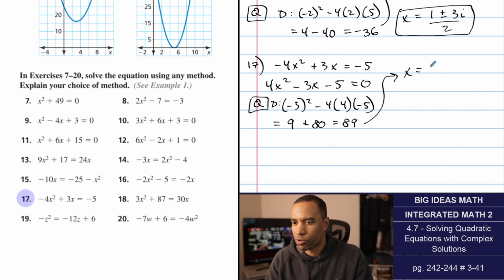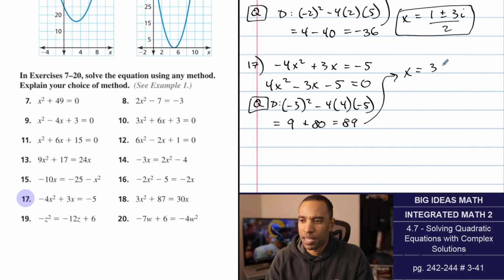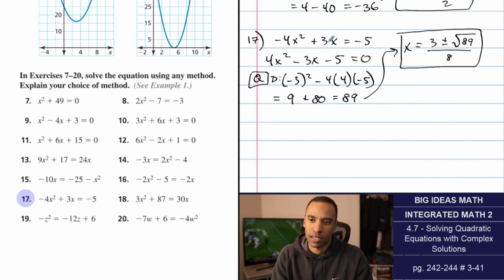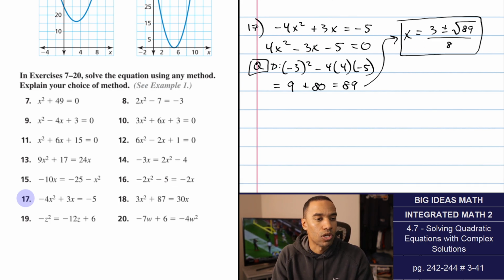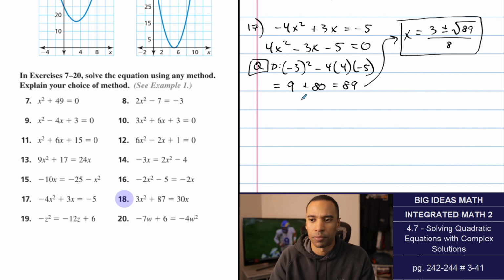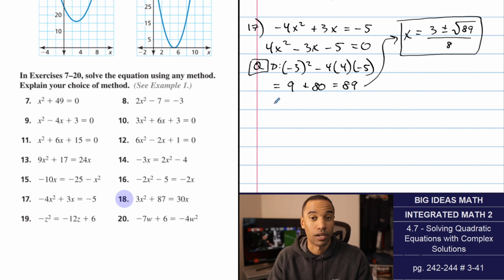This will be x equals negative b, which is 3 plus or minus the square root of 89 all over 2a. 2 times 4 is 8. And it looks like we're all good right there. Again, 89, I think it's a prime number. So I can't simplify it at all. Even if it wasn't prime, there are no perfect square factors that can go into it. So as long as I added correctly, then we're good.